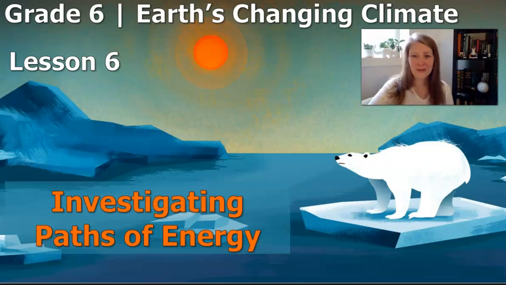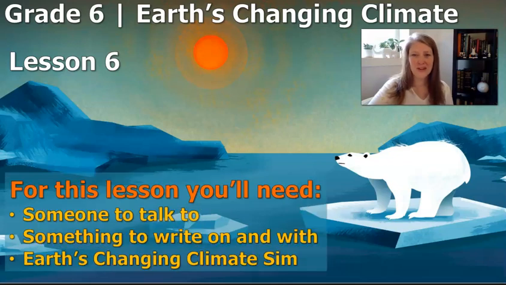So, one of the things that we're going to be doing in this lesson is trying to figure out what happens to Earth's surface when the global average temperature increases and why that is even happening. Having someone to talk to about your ideas will help you understand things better. But if you don't have someone nearby, then having something to jot them down, like a piece of paper or something to type your ideas on, is going to help you with this lesson.